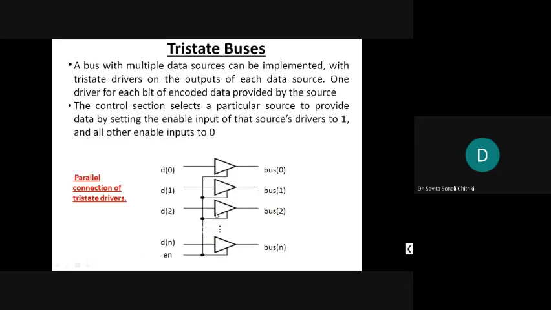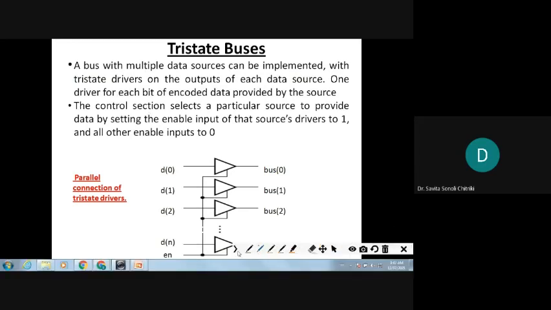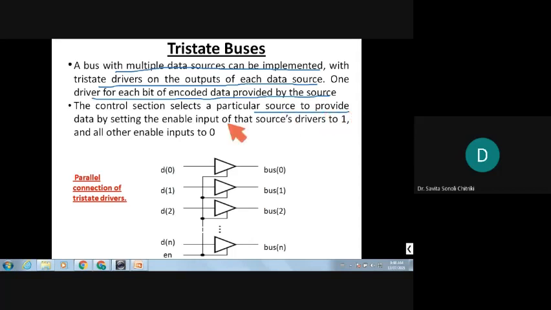Okay, next only he has shown this figure. So you can check in this what is being done. A bus with multiple data sources can be implemented with the tri-state drivers on the outputs of each of the data source. One driver for each bit of encoded data provided by the source. So the control section selects the particular source to provide the data by selecting the enable input of that source drivers to 1. Why is he telling always 1 here? Because it is active high enabled. So all these are active high enabled.